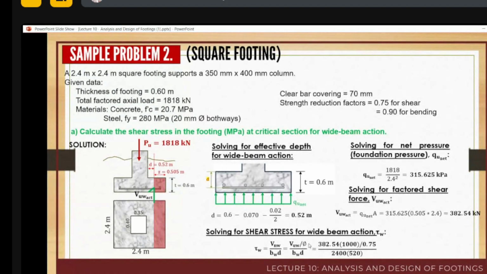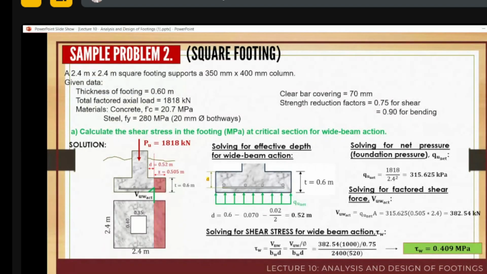Nominal shear stress, so it's just Vu divided by phi, no? Divided by bw times d. So Vu for one-way shear or wide beam shear is 382.54, again multiplied by 1,000 kay in mm tanan para ang unit is in MPa.